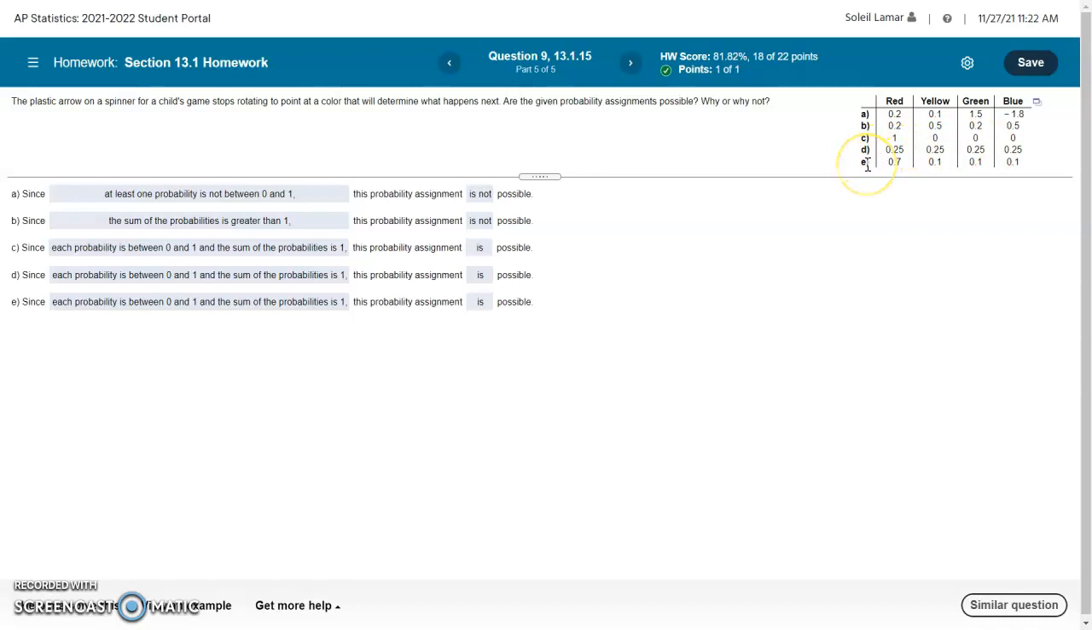For E, we have the probabilities of 0.7, 0.1, 0.1, and 0.1. Therefore, it's possible because the sum is 1, and no probabilities are greater than 1 or less than 0.